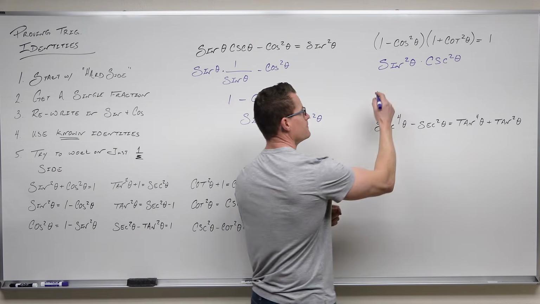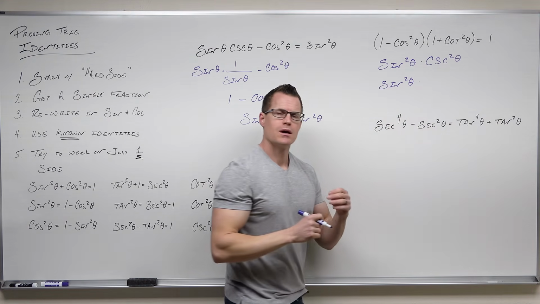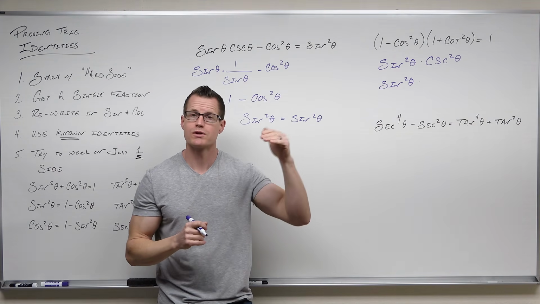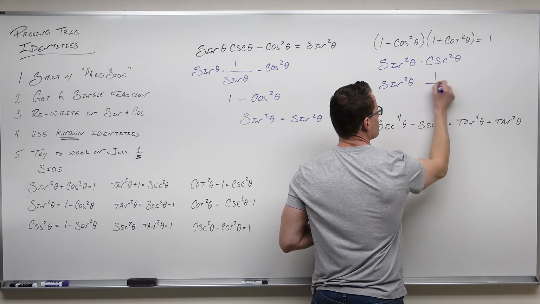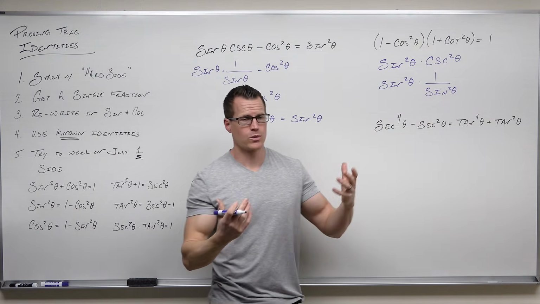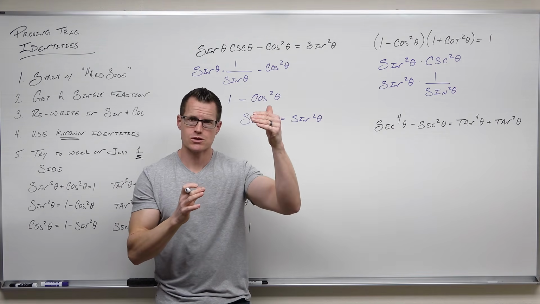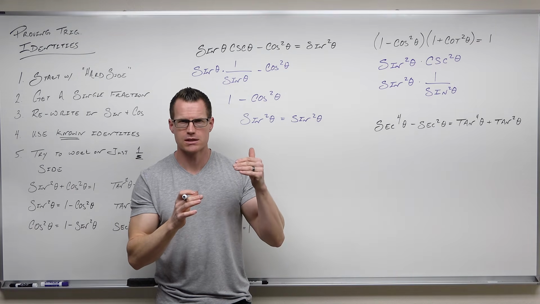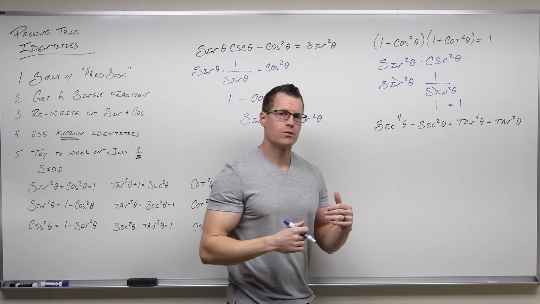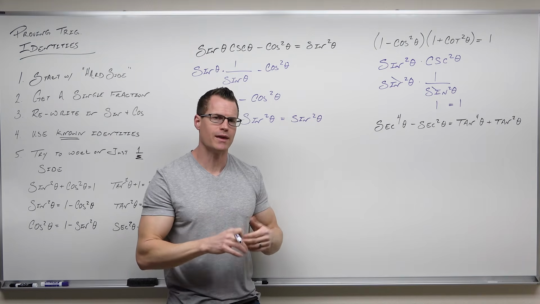So sine squared theta times cosecant squared theta, and cosecant theta is 1 over sine theta, so cosecant squared theta is 1 over sine squared theta. And now we reevaluate. We have more than one fraction. Could you write this as one fraction? Yeah, you would get sine squared theta over sine squared theta. That's going to simplify and give you 1. 1 does equal 1. We worked on one side, got it down to exactly what it said that it should equal. That's proven that identity for us.